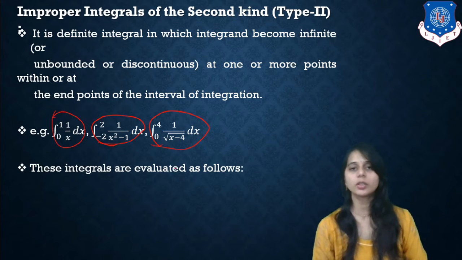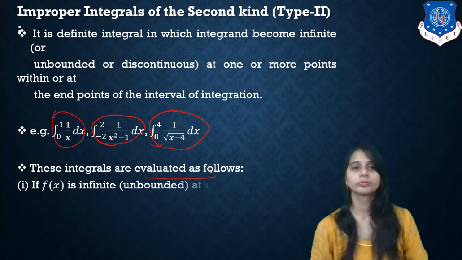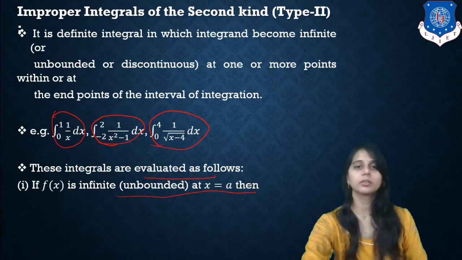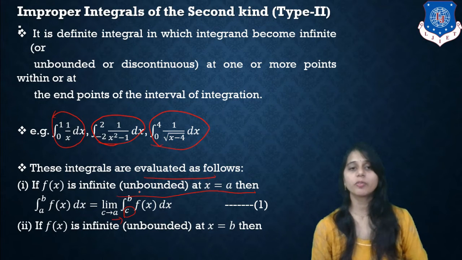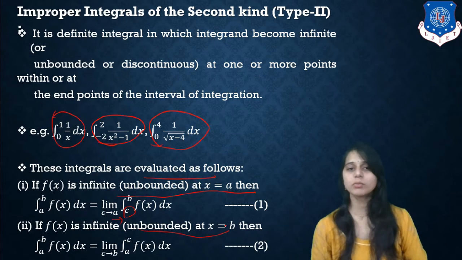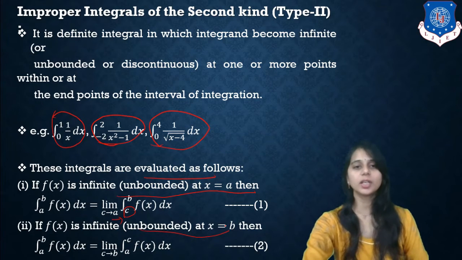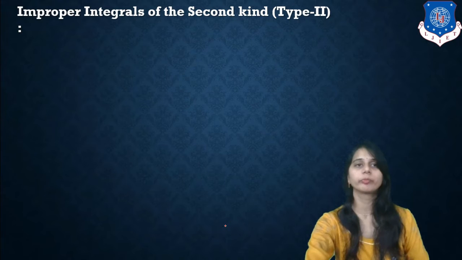This integral is evaluated as follows. If f of x is infinite at x equal to a, then the integral from a to b of f of x dx is the limit c tends to a of the integral from c to b of f of x dx. Here we replace a with c and take the limit c tends to a. Similarly, if f of x is infinite and unbounded at x equal to b, we replace b with c and take the limit c tends to b.